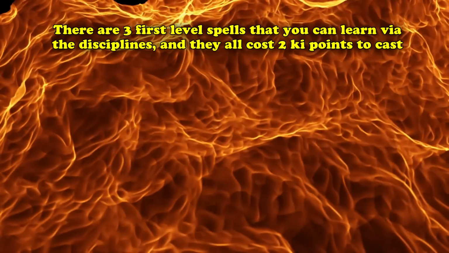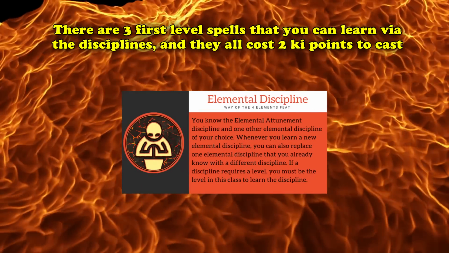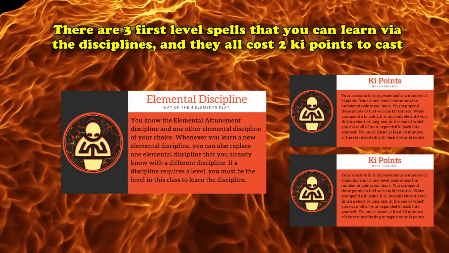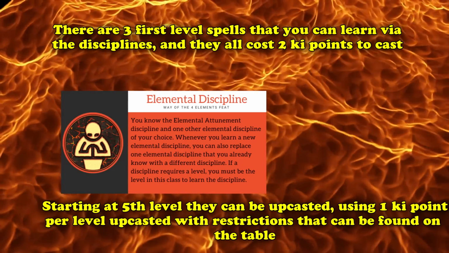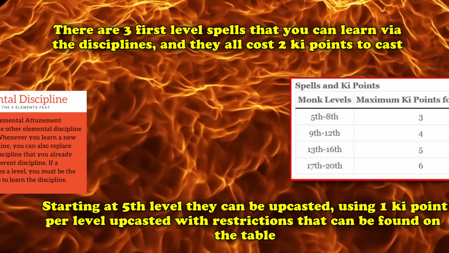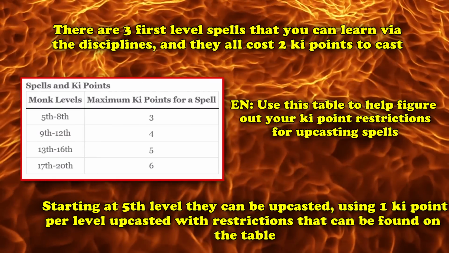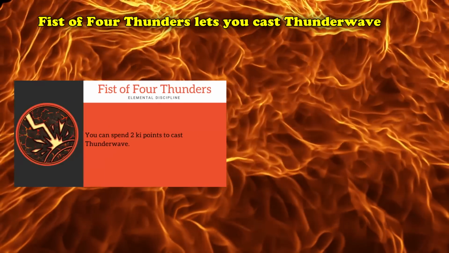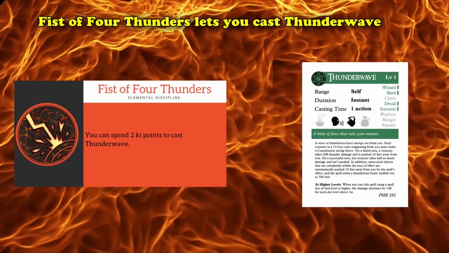As for spells that you can learn when learning a discipline, there are 3 first level spells which all require you to spend 2 ki points in order to cast them, starting at 5th level, which can be upcasted by spending 1 ki point per level upcast to a maximum of ki points you're allowed to use for your spell, which is listed on the table for the subclass. First, you have Fist of Four Thunders, which grants you the ability to cast Thunderwave.